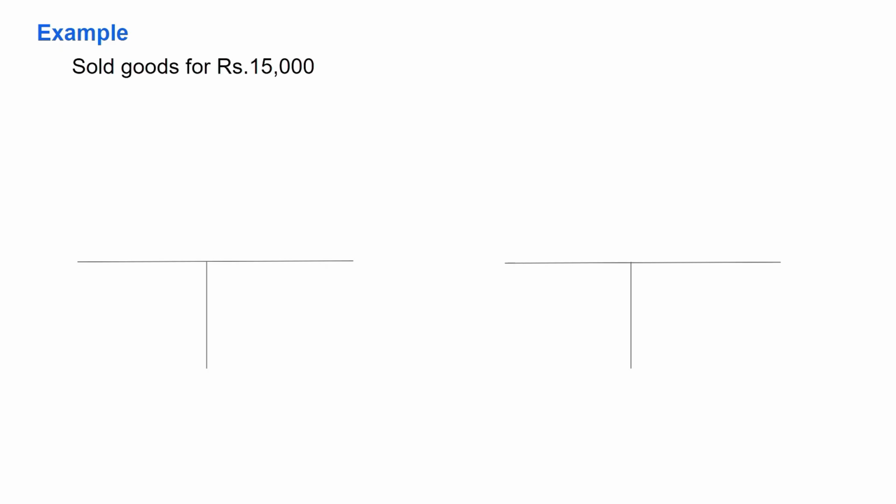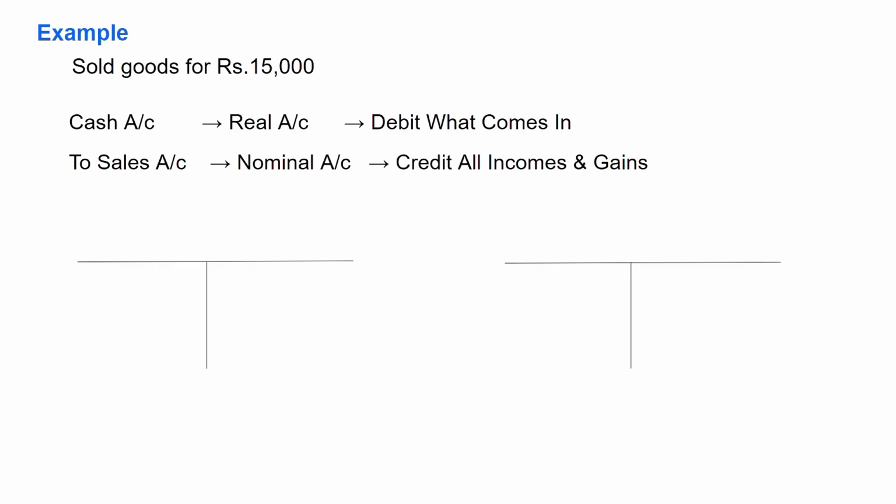Next, sold goods for rupees 15,000. Whether you are selling for cash or credit, the rule stays the same. Revenue always increases, so it is credited. And here, instead of debtor, we take it as cash. So it is cash account debit to sales account. And we record it as cash account, sales account. Cash account debit side 15,000 and sales account credit side 15,000.